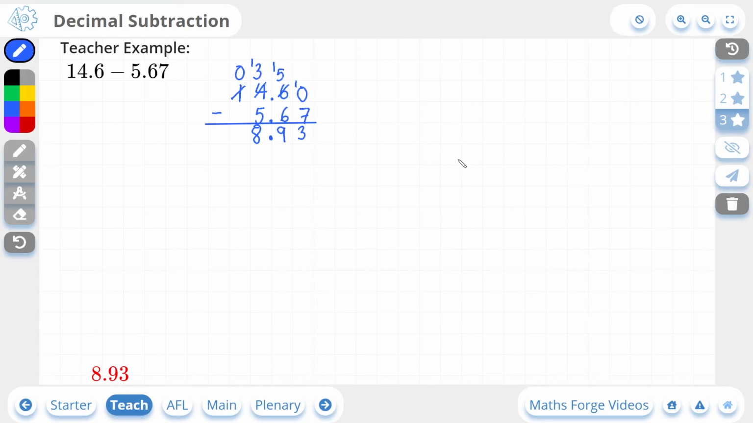And that's it for decimal subtraction. Just be careful where you place your numbers, the tens over the tens, units over the units, tenths over the tenths, and the decimal point stays where it is.